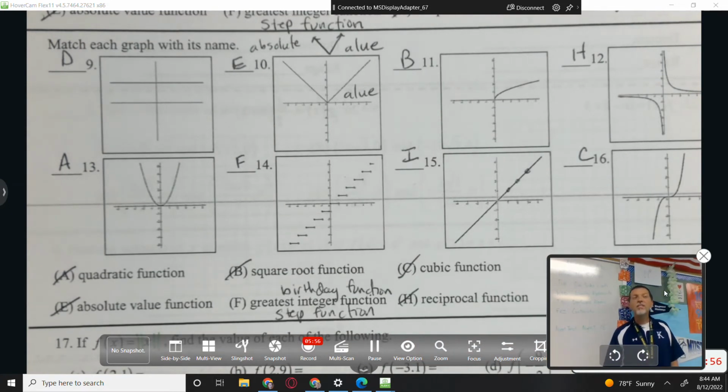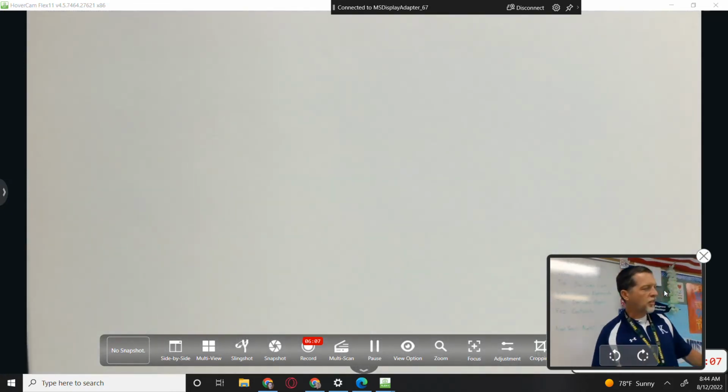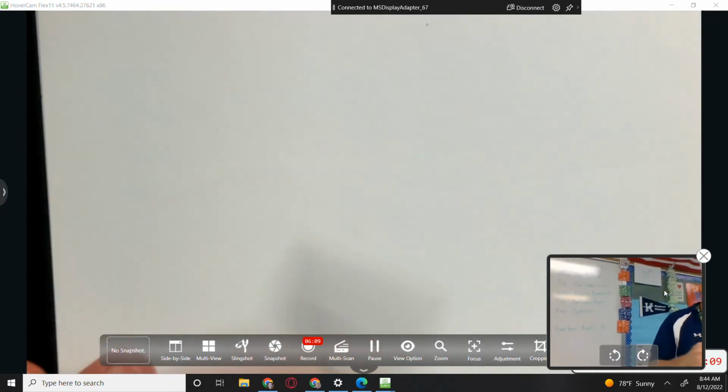Now, again, 7 of the 8 of those I hope you already know, or in the last 5 minutes you're like, oh yeah, I remember what matches up with what and who goes where. Let's now take a couple minutes to talk specifically about the greatest integer function.